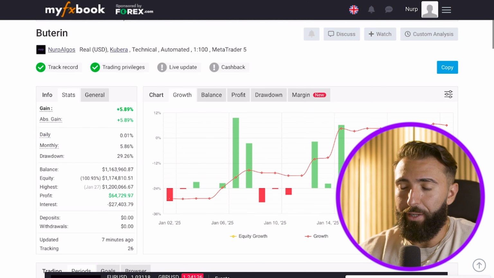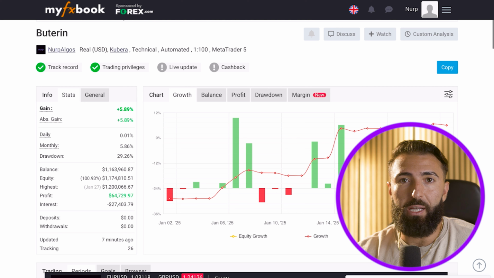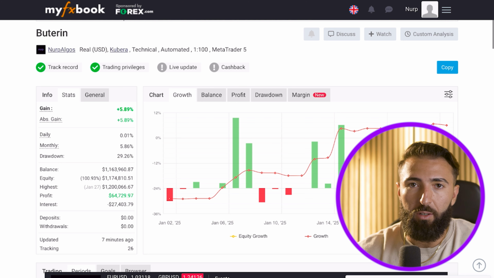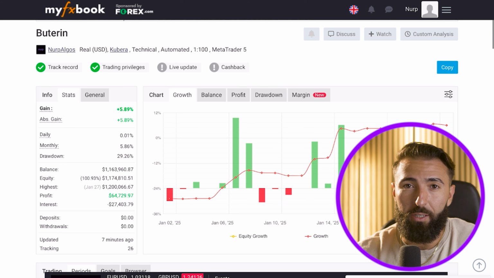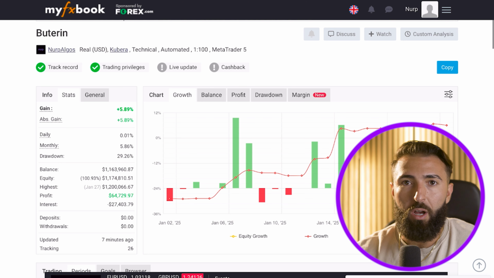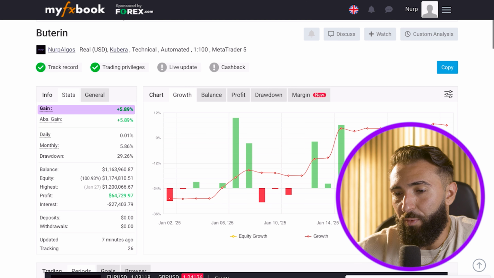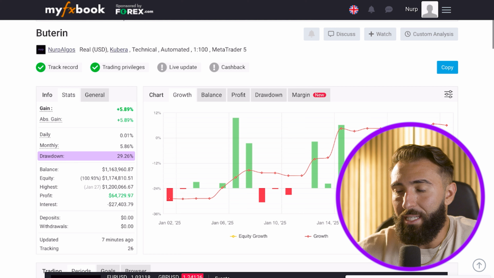Next up is the Buterin. This one is interesting because it's actually the one that trades Bitcoin and Ethereum only. All the other ones trade a basket of currencies alongside gold. So expect way more volatility with this one. It's just the nature of cryptocurrencies. So for the month of January, we did 5.86% with a max drawdown of 29%.